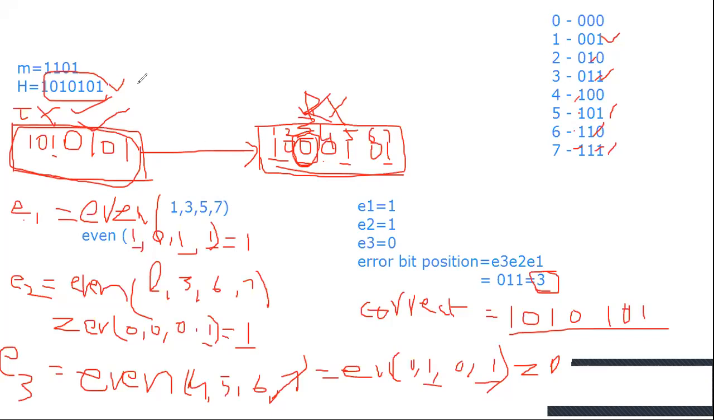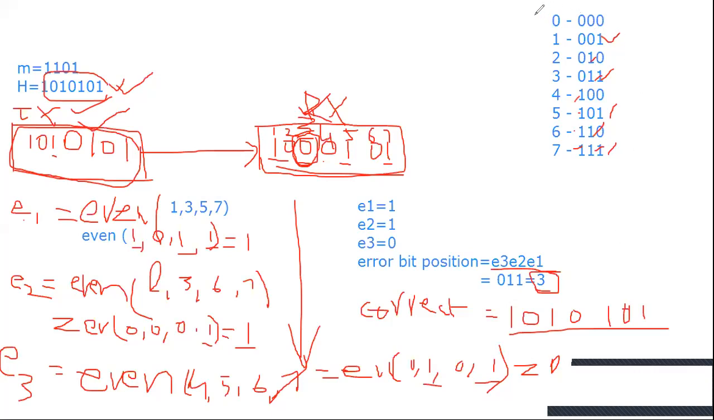So first, calculate the Hamming code. I am giving 2 homework problems in which the Hamming code is given. You just do this procedure: how to calculate the error bits. So in this way, we are detecting and correcting the error by using the Hamming code.